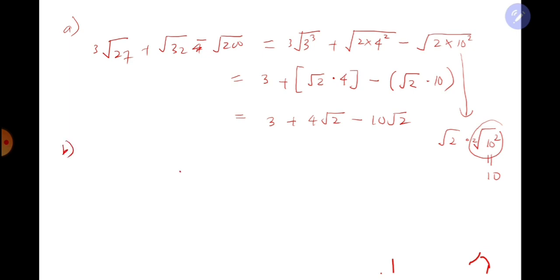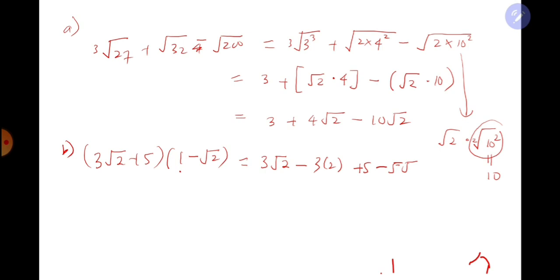Okay, next one is B. We have (3 square root of 2 plus 5) times (1 minus square root of 2), right? So this one we can just expand. You're gonna get 3 square root of 2 minus 3 square root 2 times square root 2, you get 6, okay, plus 5 minus 5 square root of 2. So minus 6 plus 5, you will get minus 1.